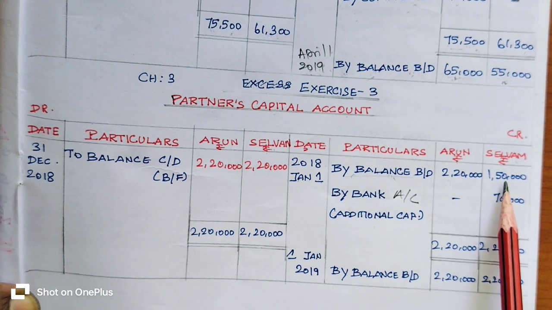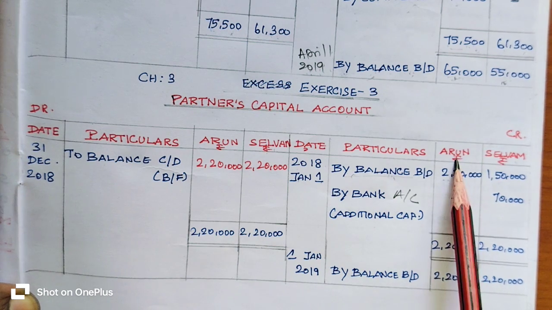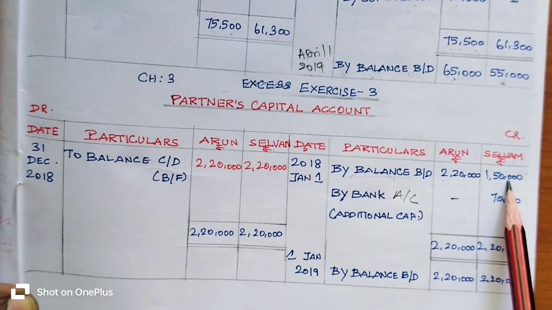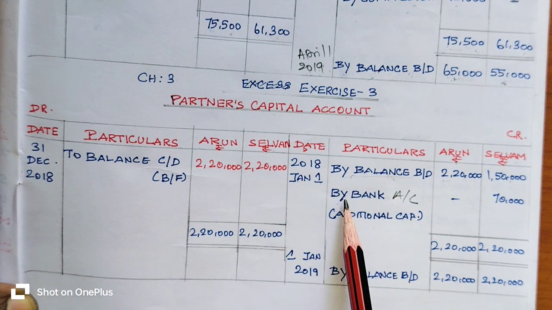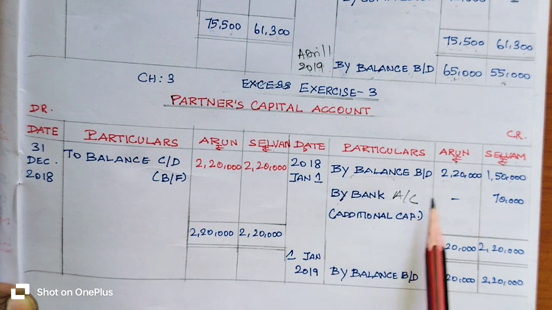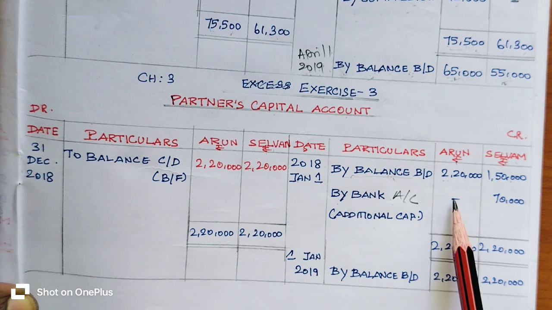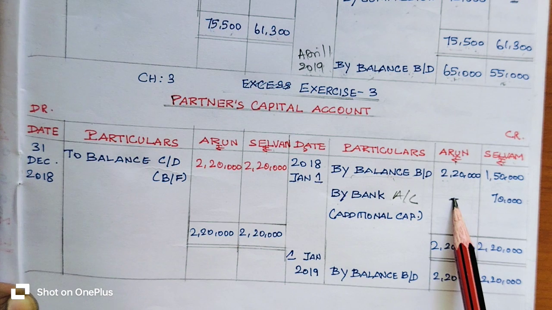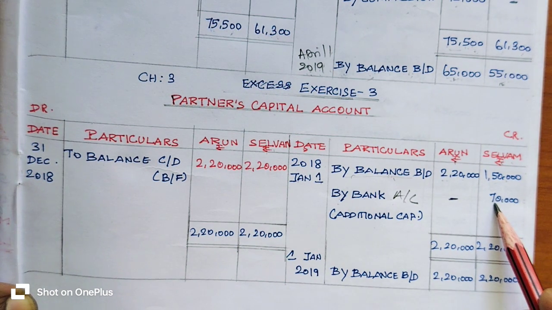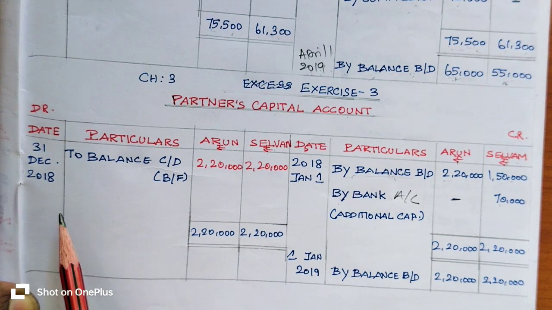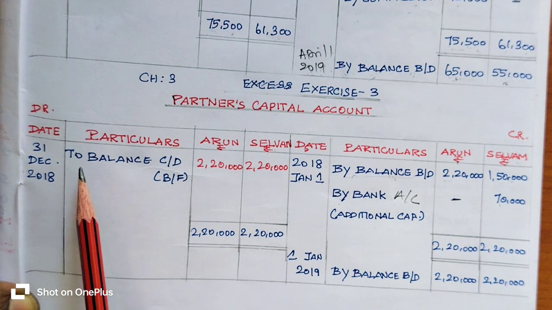2,20,000 for Arun and 1,50,000 for Selvam entered. And additional capital introduced during the year by bank account. Arun didn't introduce additional capital during the year. Selvam introduced 70,000 additional capital during the year. There is no permanent withdrawal from the capital.